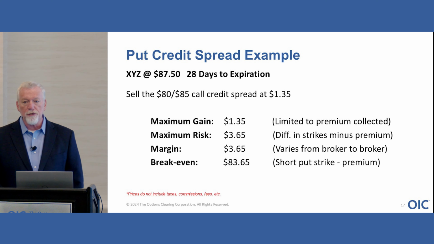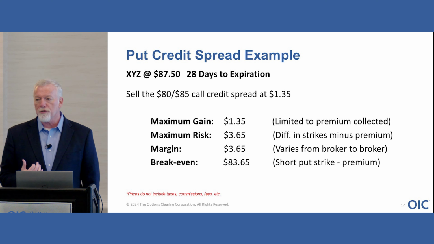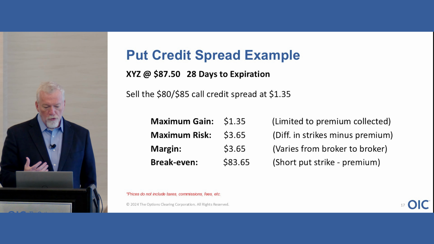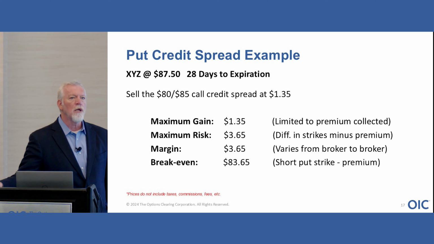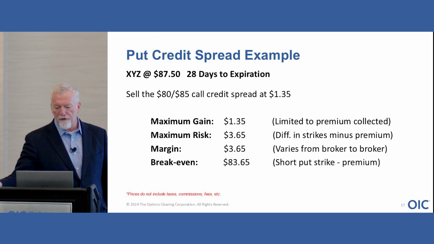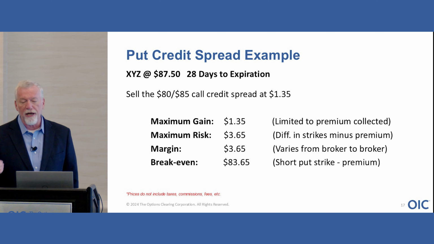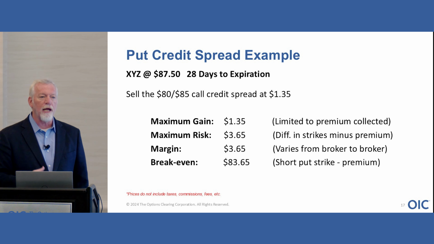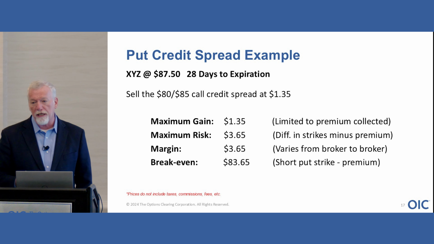And our break-even point, that is going to be our short put strike, where we are obligated to buy those shares. So if we have to buy stock for, what's our short put here? Our short put is 85. So if we're obligated to buy stock for $85, and we collected $1.35 in premium up front, we're really buying that stock for $83.65. So if we get assigned, our cost basis for those shares is going to be $83.65. So that's going to be our break-even point.